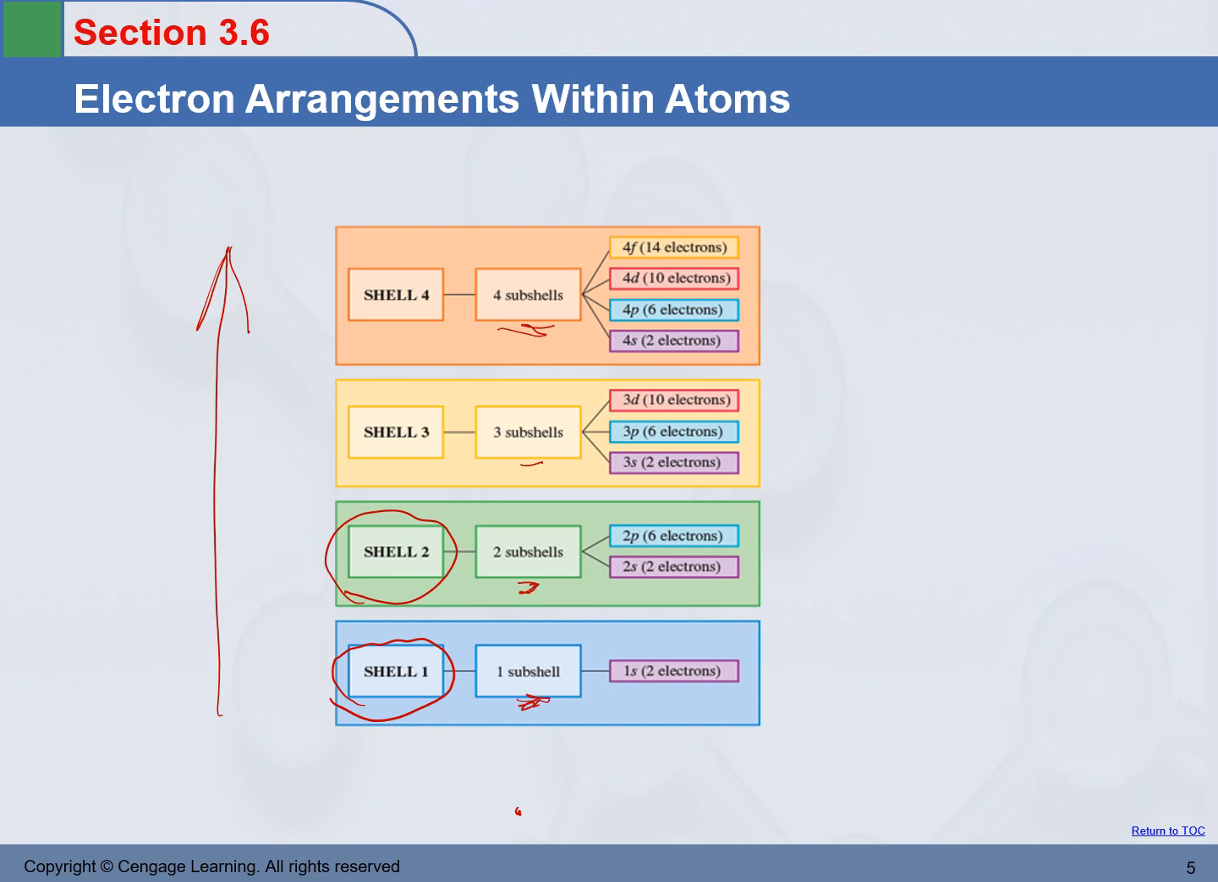The one subshell in shell number 1 is 1s. It has 2 electrons. The 2 subshells in shell number 2 are 2s and 2p. S subshell can have 2 electrons. P subshell can have 6 electrons, and so forth. Overall, again, if you look at each individual subshell, let's look at shell number 3, 3 subshells in shell number 3, the energy level is also increasing.